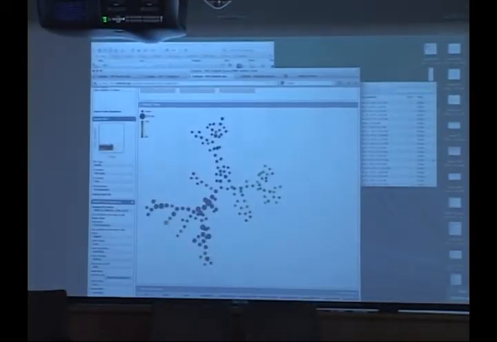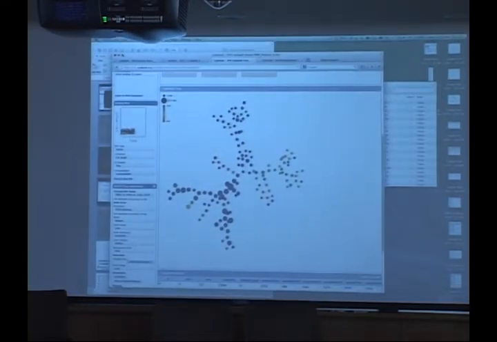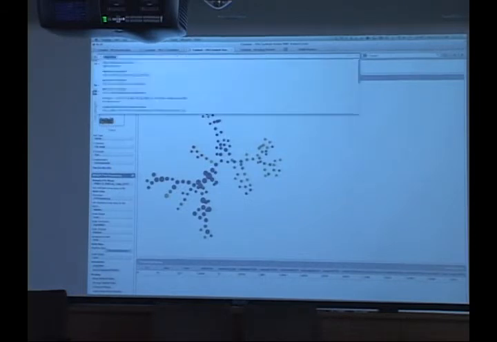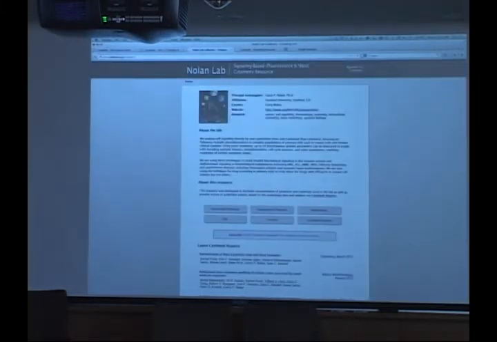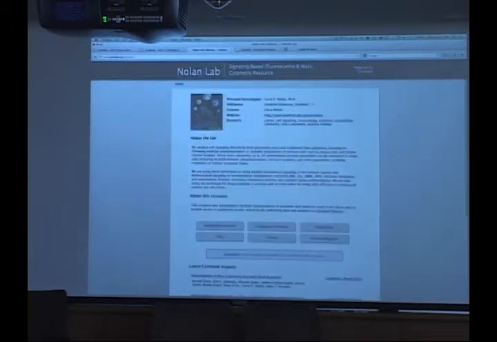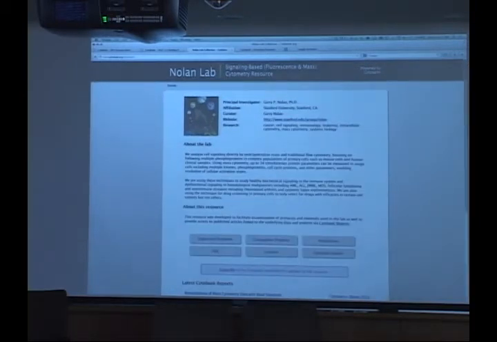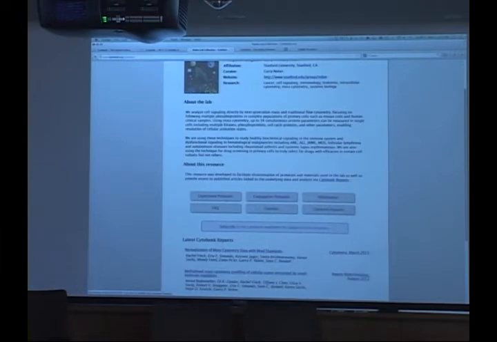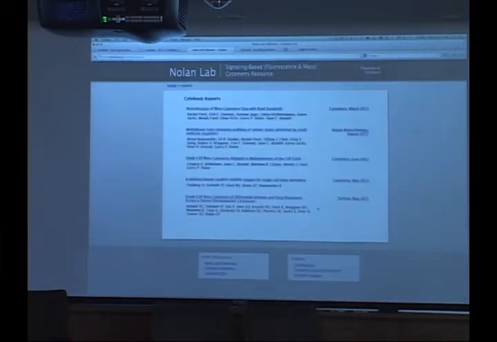Let me just show you real quick what the Nolan Lab resource has. Somehow that got smaller. So what you can see here is the page that I was mentioning before, and then you can go to experiment protocols, and you can also go to reports.